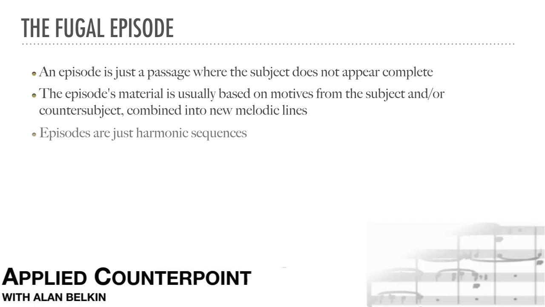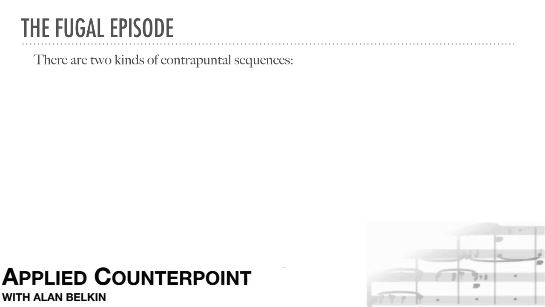The vast majority of fugal episodes are just harmonic sequences, contrapuntally elaborated. They may or may not modulate. The student should already be familiar with different kinds of sequences from harmony study. The fact that sequences are relatively predictable helps make the episodes less intense than the entries of the subject, allowing the form to breathe. There are two kinds of contrapuntal sequences used in episodes.